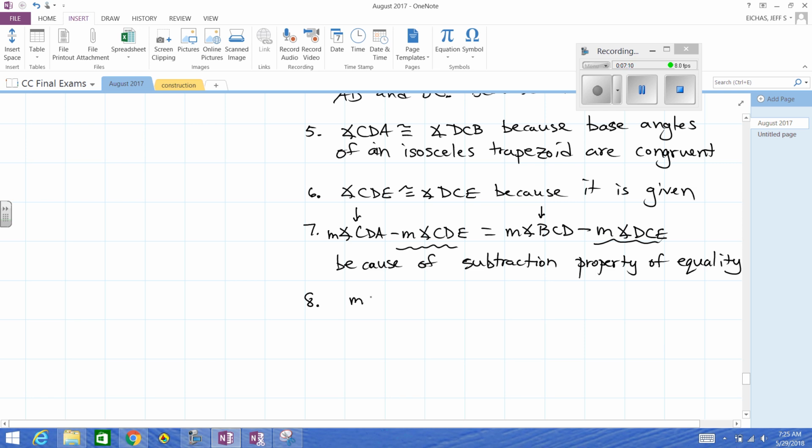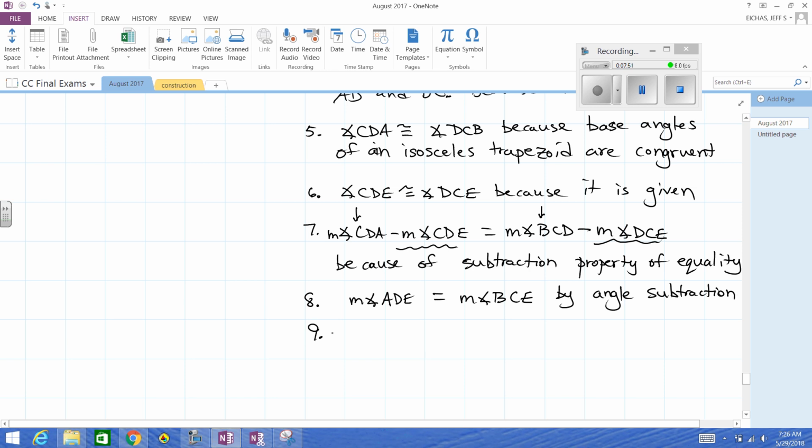Okay, so now what we're going to do is we're going to simplify this, okay, by angle subtraction. Okay, so if you look at CDA and CDE, if you subtract them, what's left is angle ADE. So then that equals, and then same thing on the other one, if you subtract DCE from BCD, you're left with angle BCE. And we'll just call it angle subtraction.